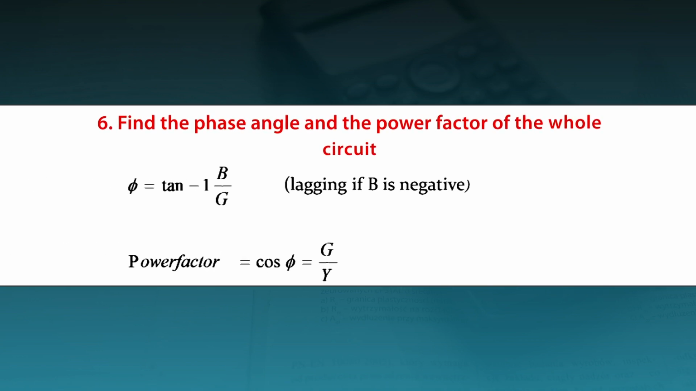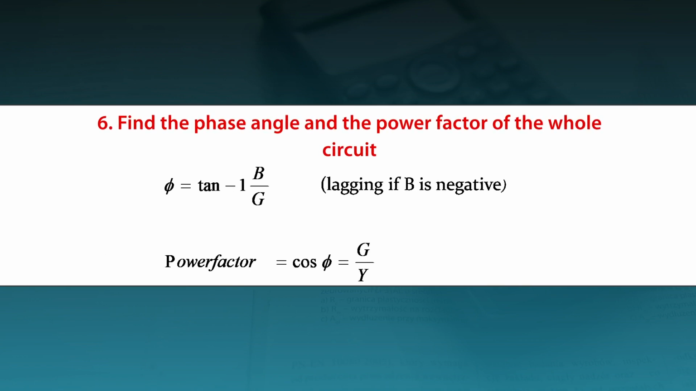Then you have to find out the phase angle and the power factor of the whole circuit. The phase angle can be calculated as phi is equal to tan inverse capital B divided by G, and similarly you can calculate the power factor, because as you know the power factor can be written as cos phi. So you have already calculated the phase angle for this circuit, so just put the value of phi here.